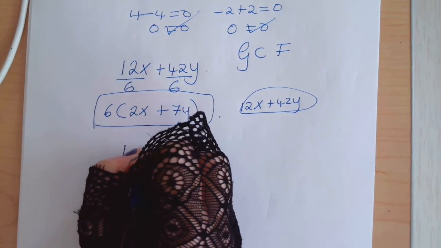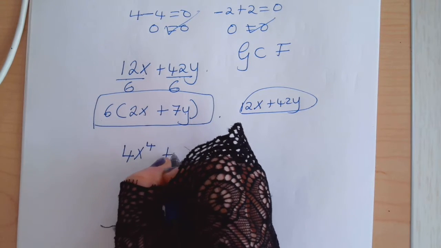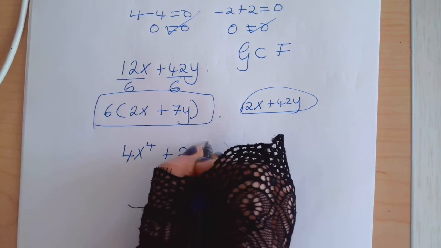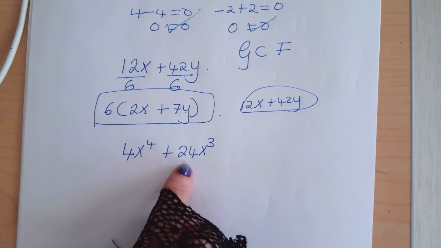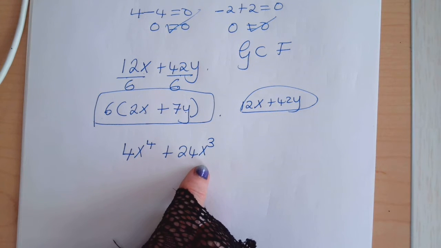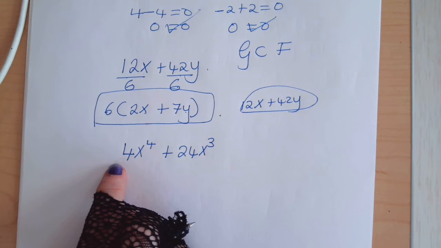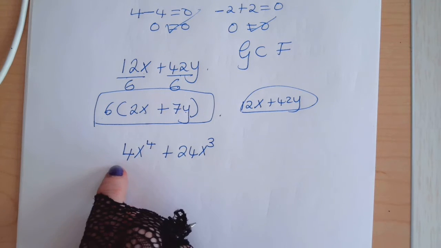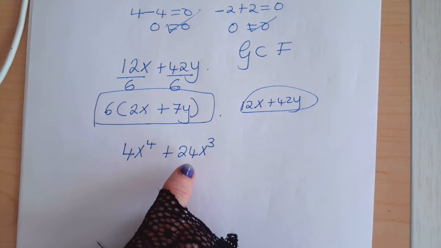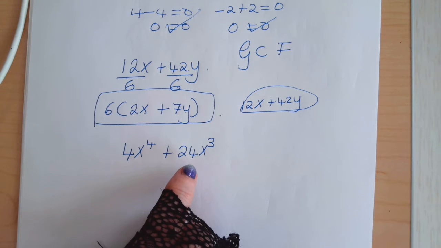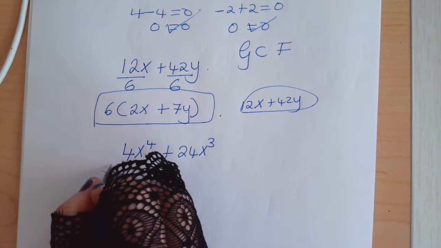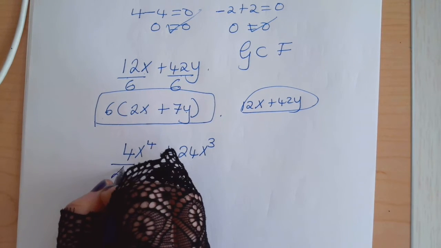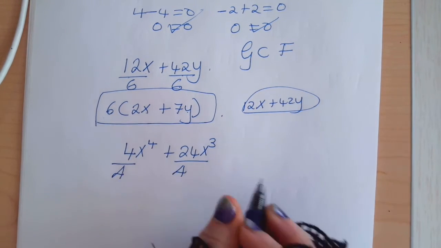4x to the 4th plus 24x cubed. So there's two different things: a number and a variable. A number and a variable. So I start with the number first. What goes into 4 and 24? Well, always check your smallest number and see if it divides into the biggest first. So 4 does go into 24. So 4 is part of the greatest common factor.